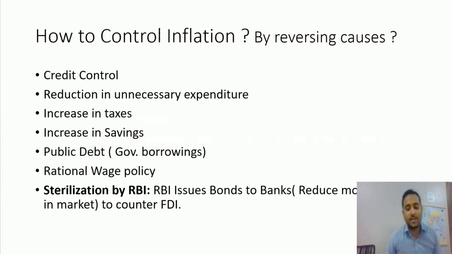Okay. Now, how to control inflation? We got the reason of inflation. What is the reason of inflation? Too much money in the market. Too much demand in the market. So now we have to reduce the money in the market. We have to reduce the demand in the market. That means we are reversing the cause of inflation.